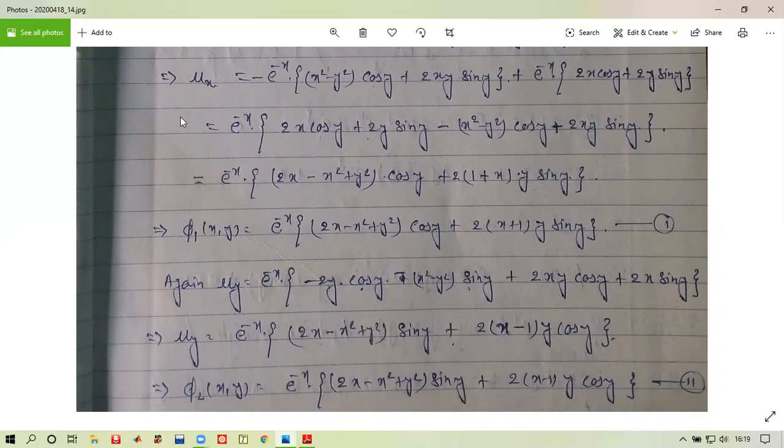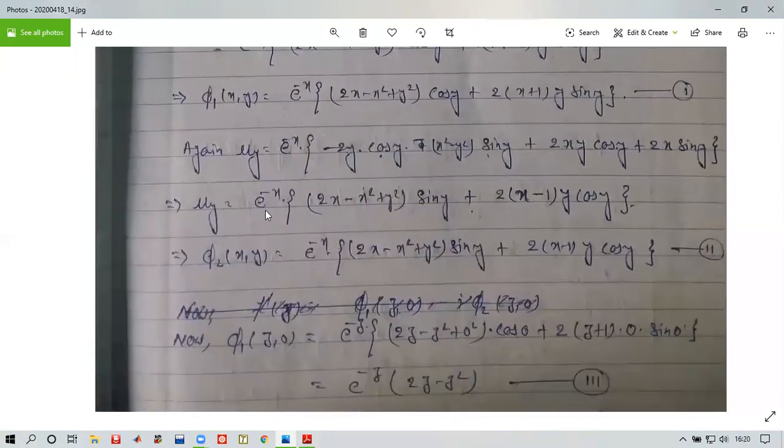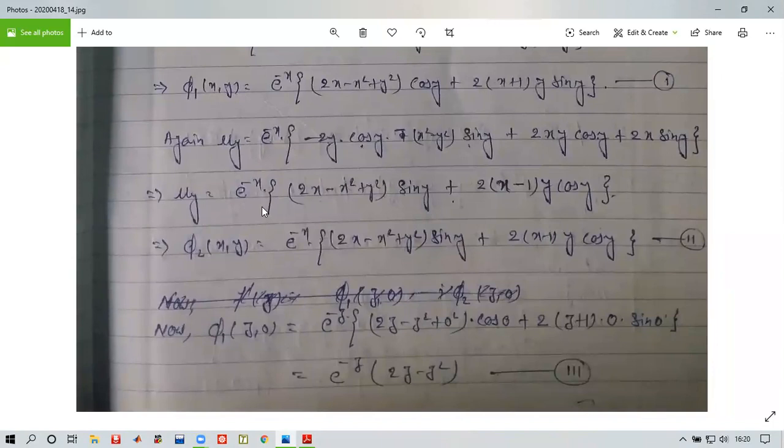And let this function be phi 1 x y, which is taken as equation 1. Again, we can find u_y similarly as we find u_x, and take this u_y, that means derivative of u with respect to y, and finally we get u_y equals e to the power minus x [(2x minus x square plus y square) sin y plus (2x minus 1) y cos y], and take this function as phi 2 x y.